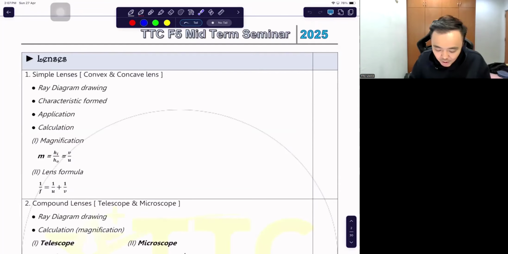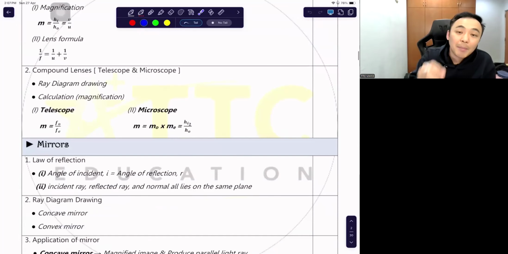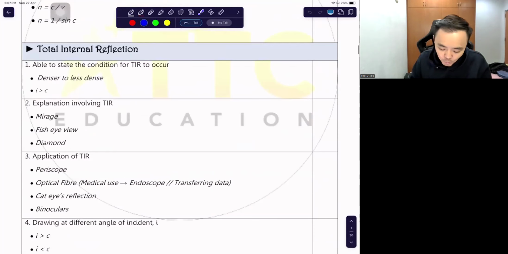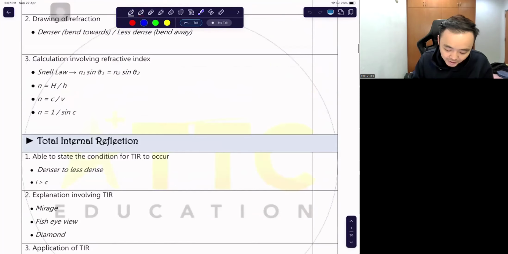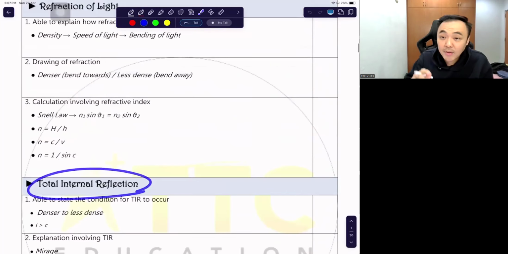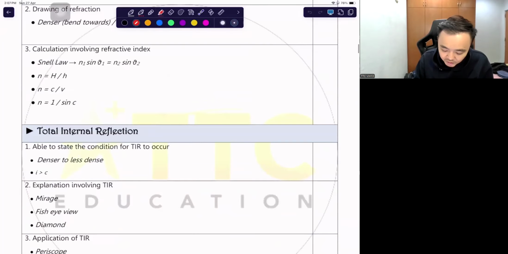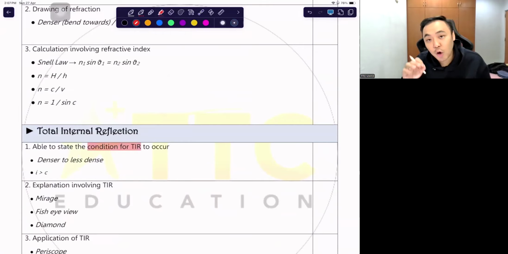Then we have lens, and then we have mirror. Now, we can separate light into 2 parts. The first part is this one: total internal reflection and refraction, they always go together. Because for total internal reflection, there is this very important condition. In order for total internal reflection to happen, you need to follow the conditions. So if your conditions do not fit, you don't fulfill all this, simple.